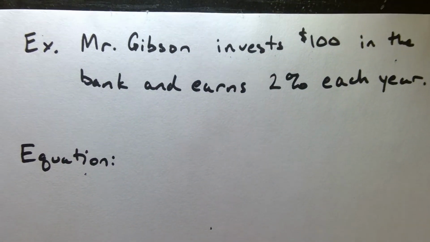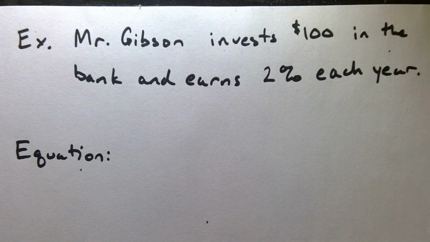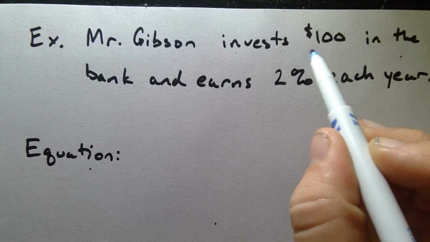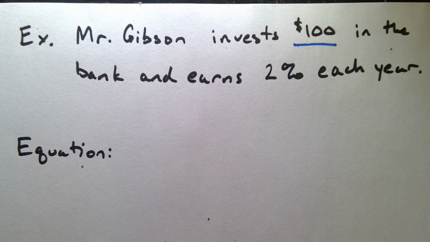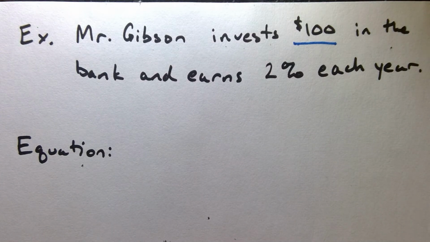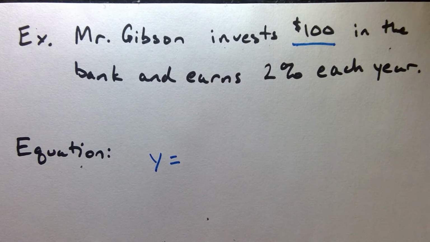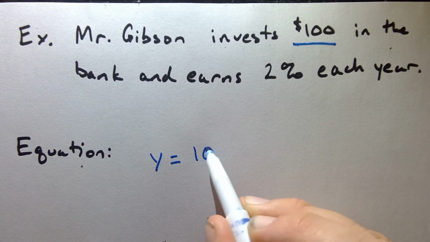So let's go and start looking at a couple of problems. We're going to start off with Mr. Gibson. He's investing $100 in the bank and earns 2% each year. So let's break some things down here. He's investing $100, and that's how much he's starting with. So as we write our equation, we've got y equals 100.